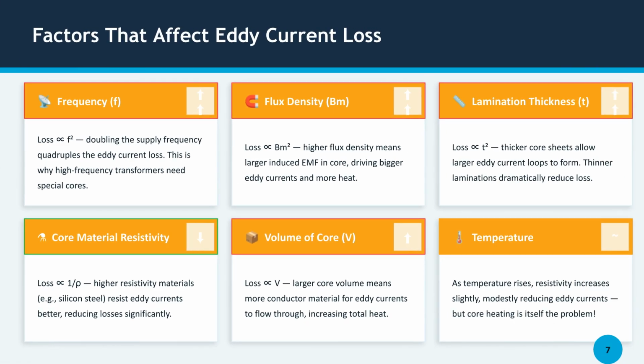Eddy current loss is strongly affected by several factors. Frequency, flux density, and lamination thickness are squared factors, meaning small changes drastically impact the loss. Higher core material resistivity and smaller core volume help reduce this loss.